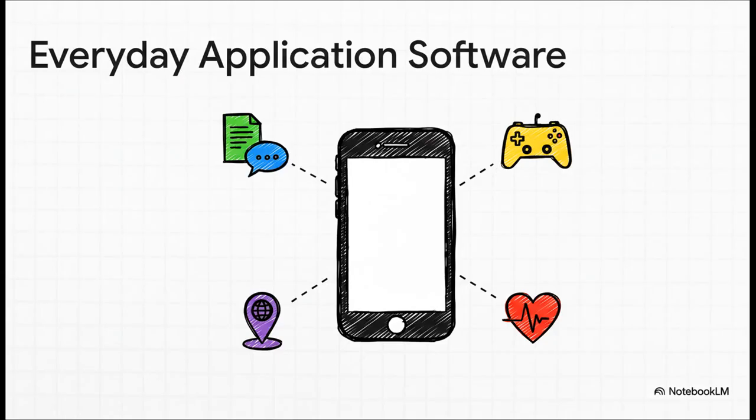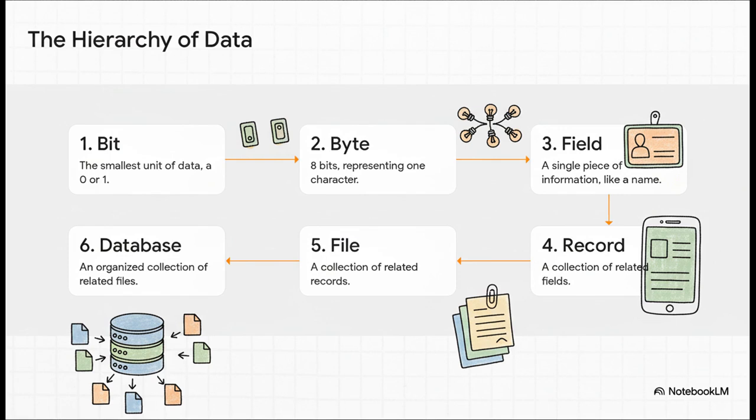And let's be honest, we use these apps for literally everything. For getting work done with Word, for keeping in touch with WhatsApp, navigating with Google Maps, you name it. These apps are our main entry points into that whole ICT ecosystem. So what is all this hardware and software actually working with? Data.